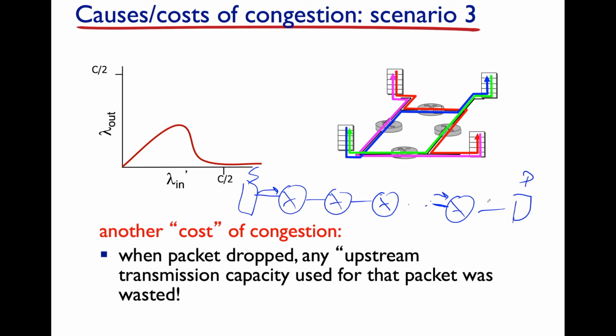And so when a packet is dropped at a so-called upstream router closer to the destination, the transmission capacity that was used for that packet all along the way is effectively wasted. And so another cost of congestion increases the closer that congestion causes packet loss gets to the destination across a series of hops.